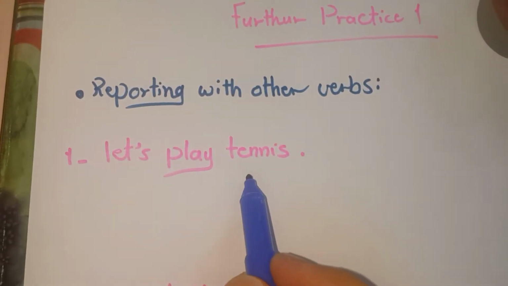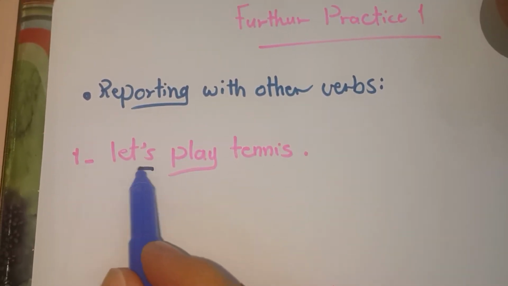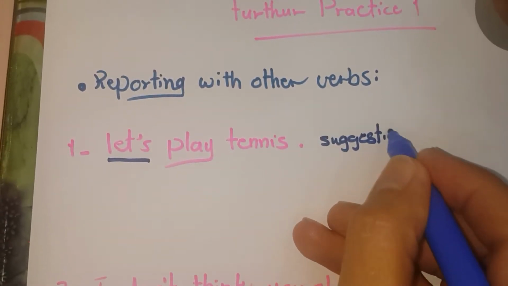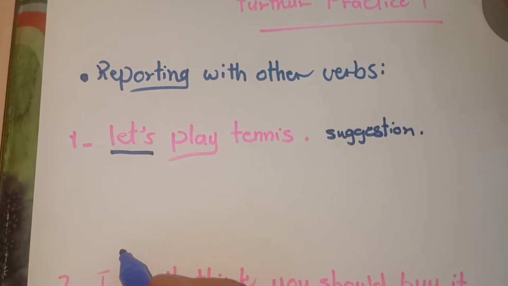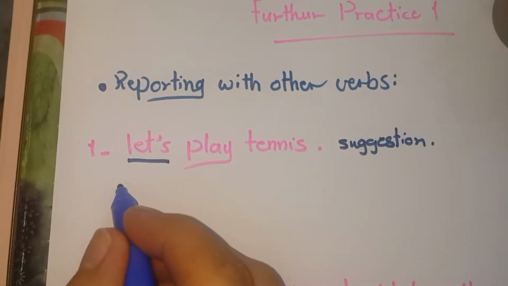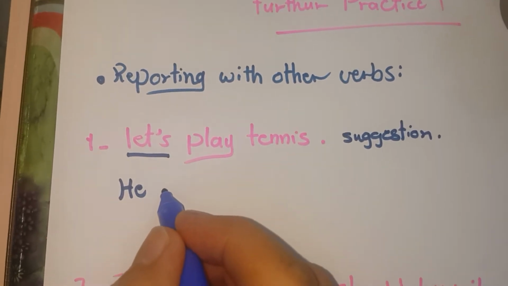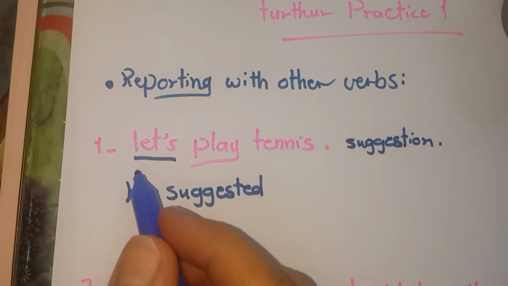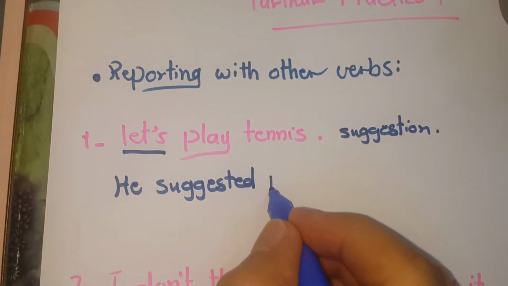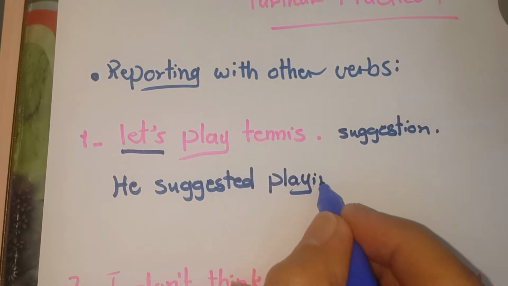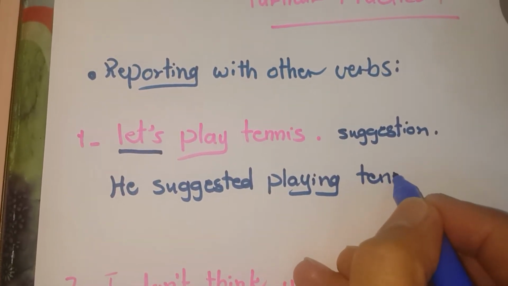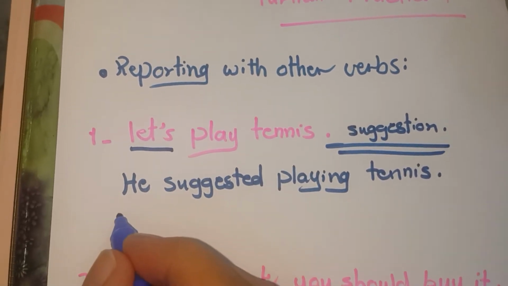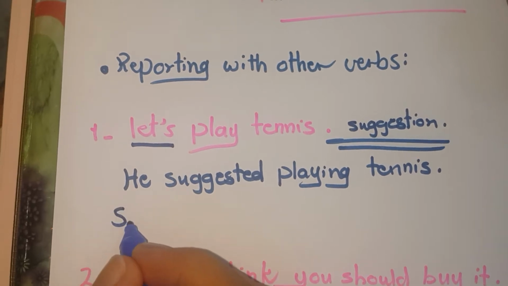Let's play tennis. The sentence starts with let's, so what is it? It's a suggestion. How can we report it? We can simply say, for example, he suggested what? Playing tennis.